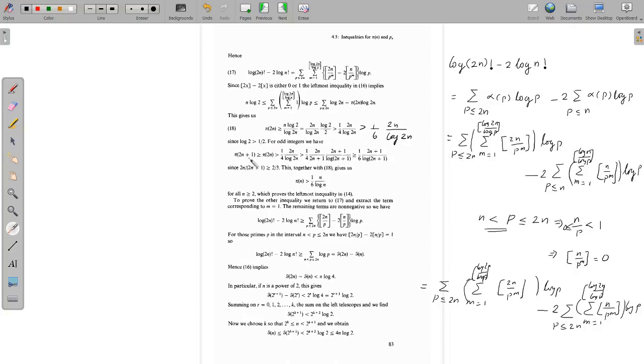Now if you consider an odd number, pi of 2n plus 1 is greater than or equal to pi of 2n, because pi is an increasing function.